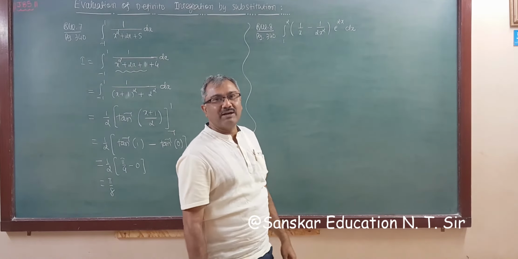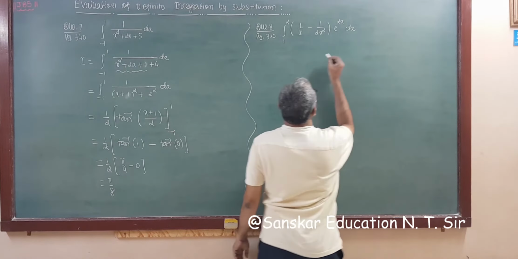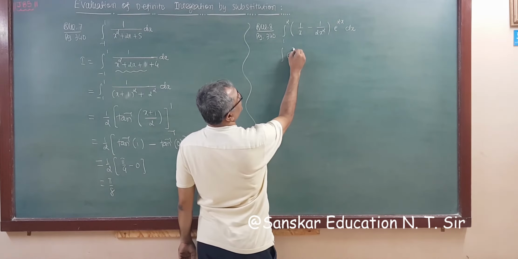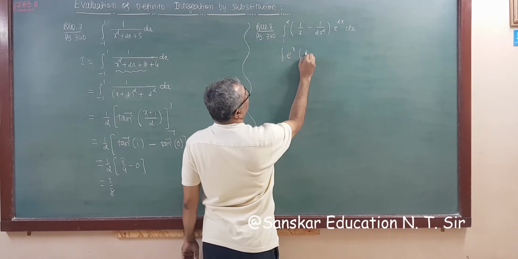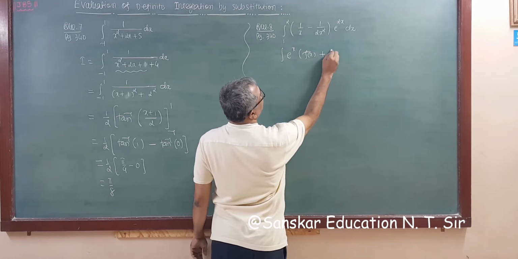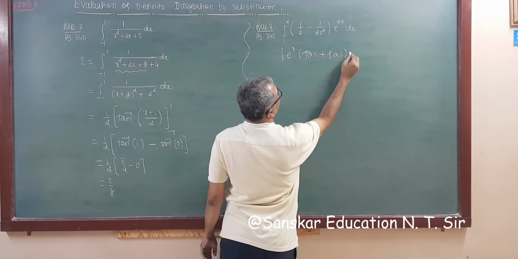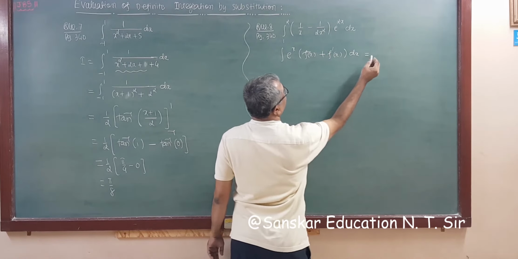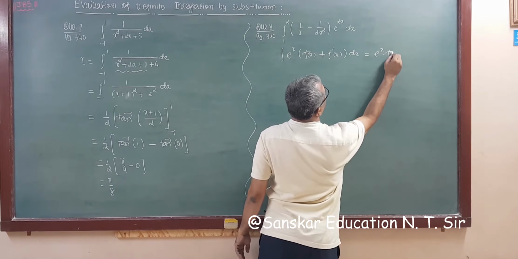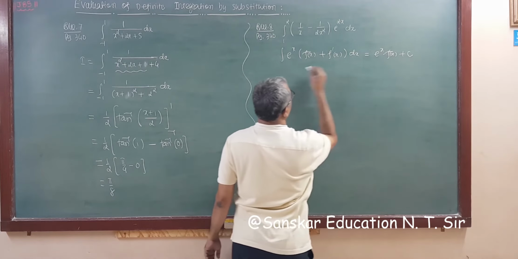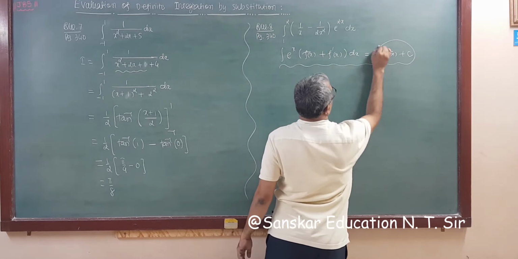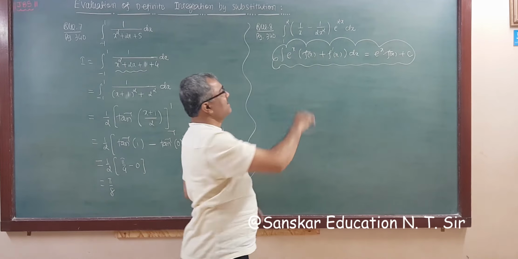Now we have a formula, that one formula is like this: integration of e raised to x into (fx plus f dash x) dx, then answer will be e raised to x into fx plus c. This is the formula, right? So recall your formula.